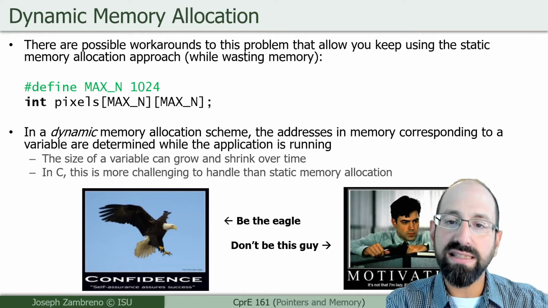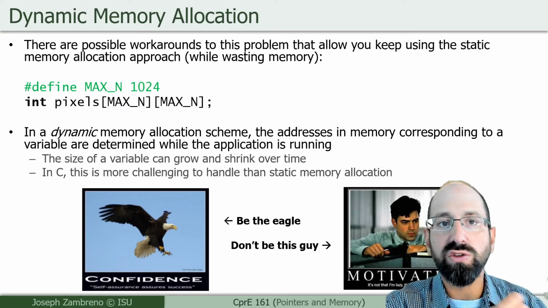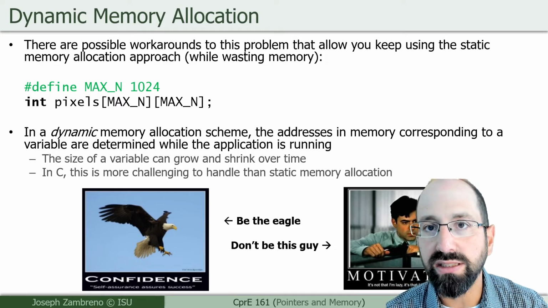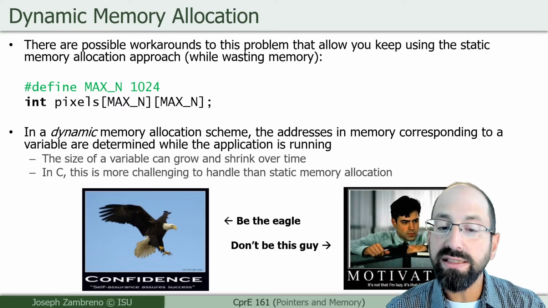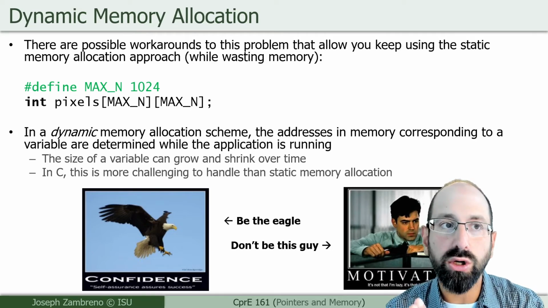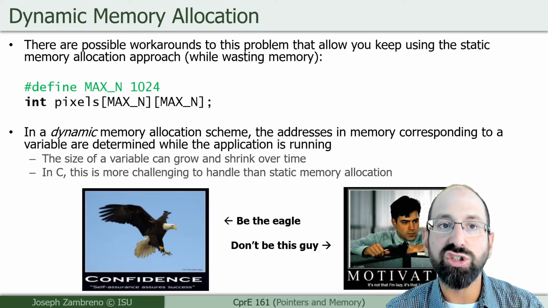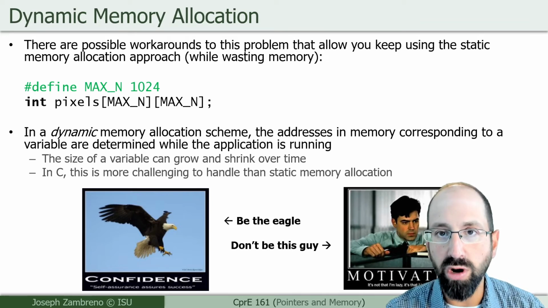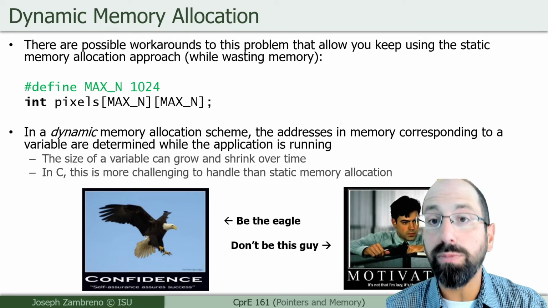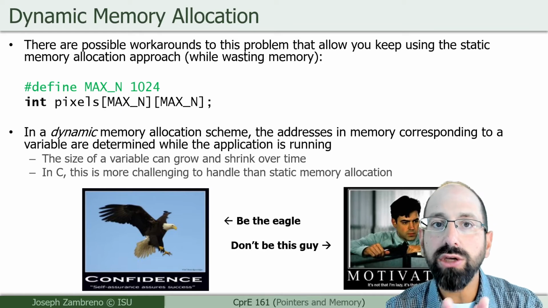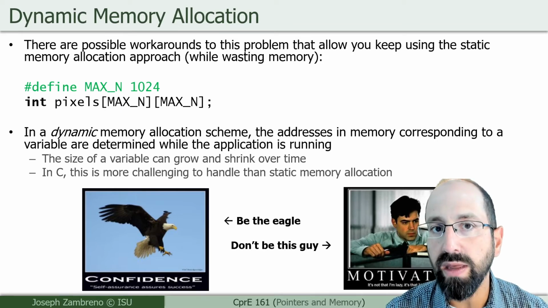That is in contrast to the static memory allocation, the so-called dynamic memory allocation scheme, in which the addresses or the range of memory that is going to correspond to our array variable is determined while the application is running. And not just at a single point in time, but potentially growing and shrinking over time as well.